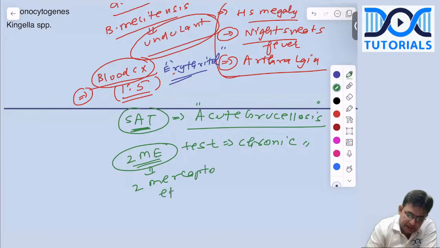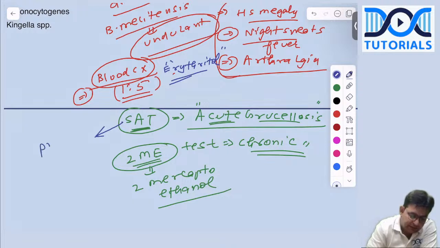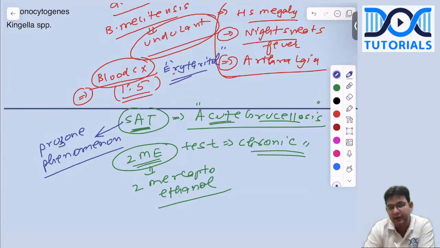Mercaptoethanol test. The 2-mercaptoethanol test is used for chronic brucellosis, and SAT is there for what? Acute brucellosis. Is it fine? And in this particular standard agglutination test, SAT, we also have a phenomenon termed the prozone phenomenon, because brucellosis is a disease of antibody excess.